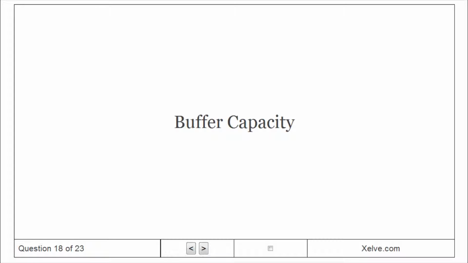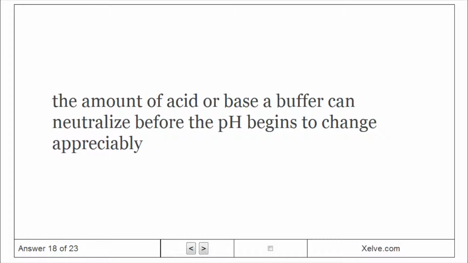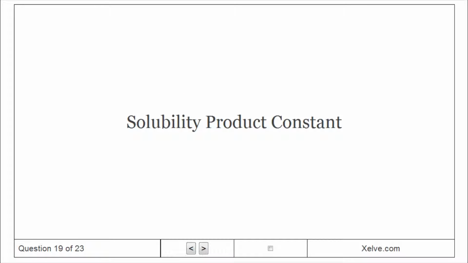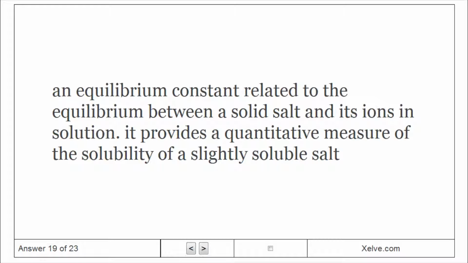Buffer capacity. The amount of acid or base a buffer can neutralize before the pH begins to change appreciably. Solubility product constant. An equilibrium constant related to the equilibrium between a solid salt and its ions in solution. It provides a quantitative measure of the solubility of a slightly soluble salt.